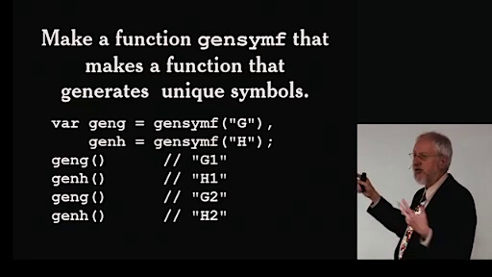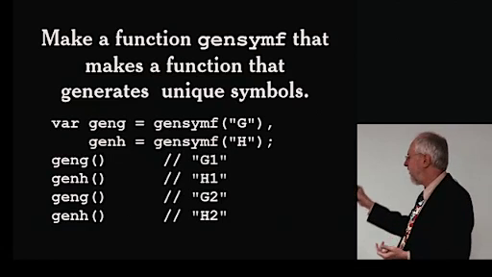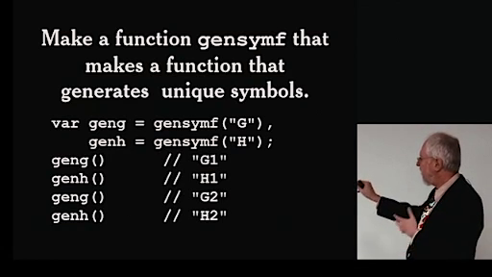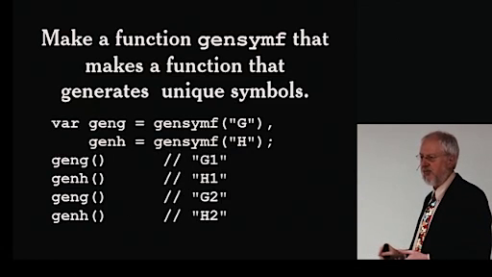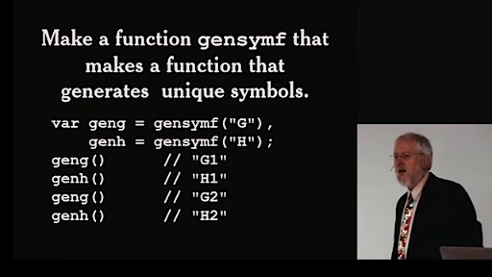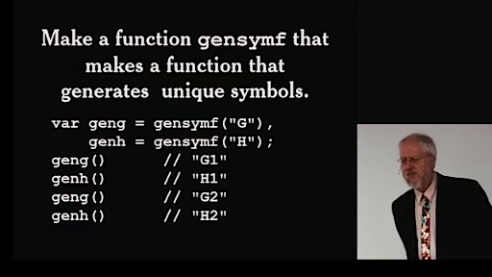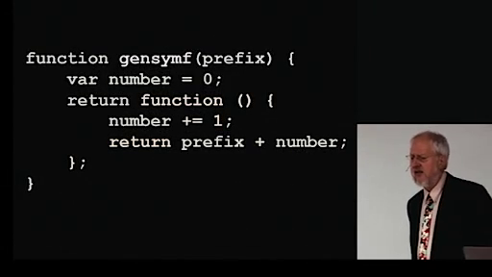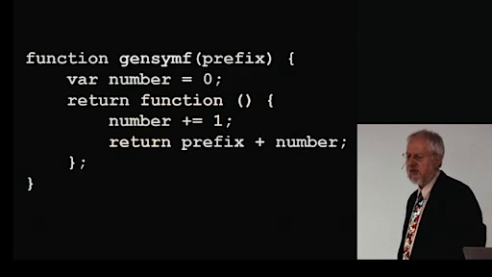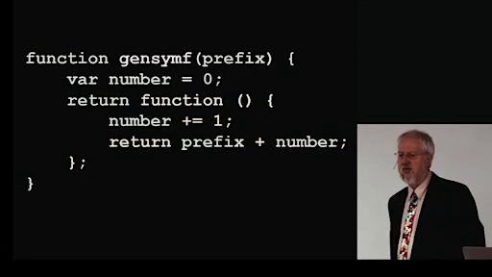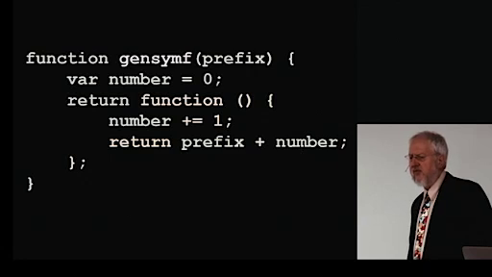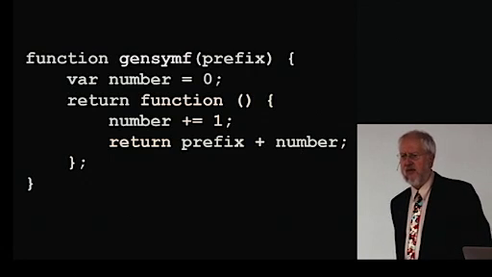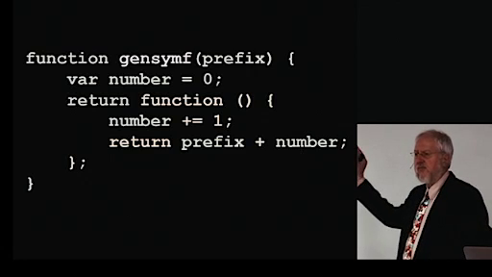So we're going to make 2 generators this time from the same factory. We're going to make the G series and the H series. And when we call them, we'll get G1, H1, G2, H2. Okay, let's look at gensimf. Gensimf takes a prefix string. It creates a number, which it's going to use for keeping track of where it is in the sequence. It will return a function which will add 1 to that number and return the result of concatenating the number to the prefix. So who got something that works?